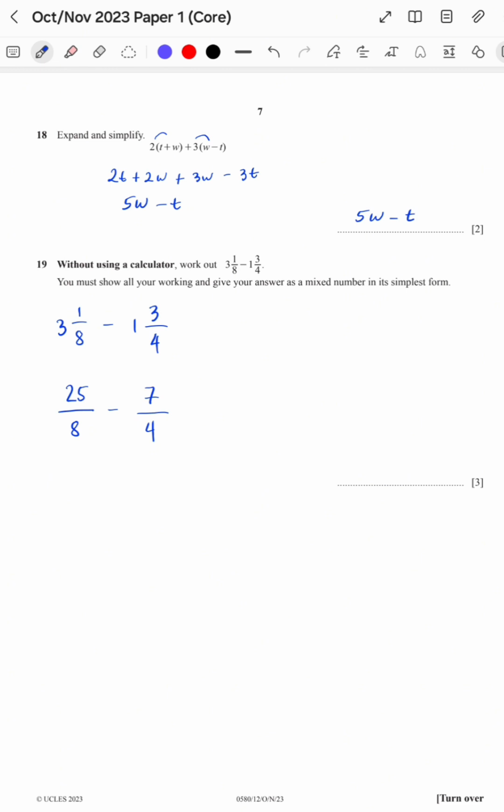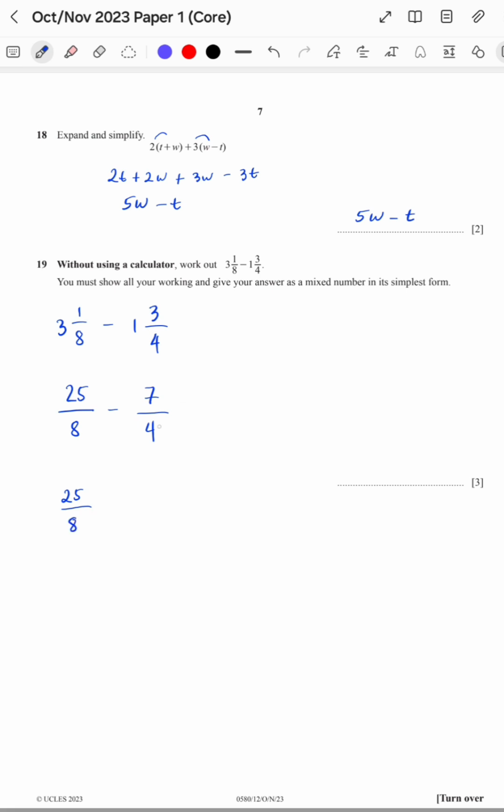We can only minus or add fractions if they have a common denominator. So let's make them a common denominator. What is their common multiple? The common multiple of 8 and 4 is 8. So this is already 8, so we just copy 25 over 8.